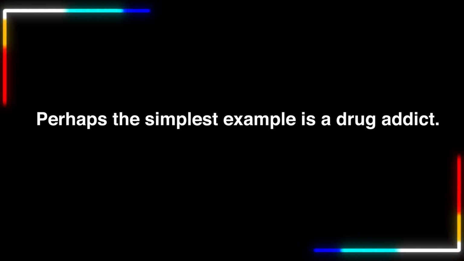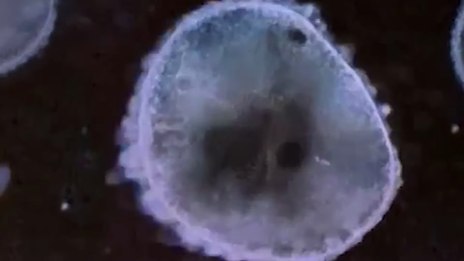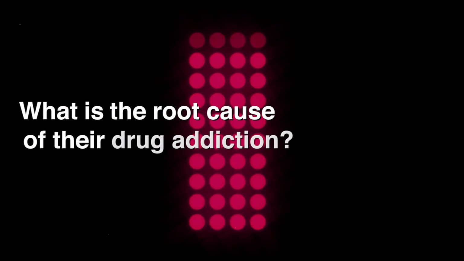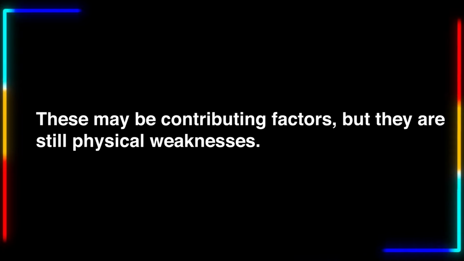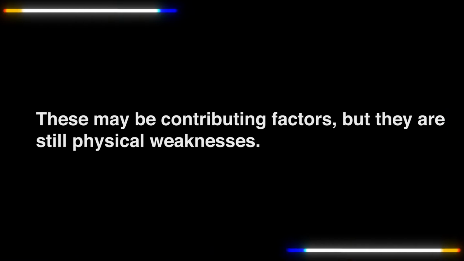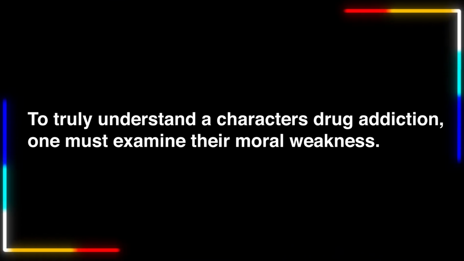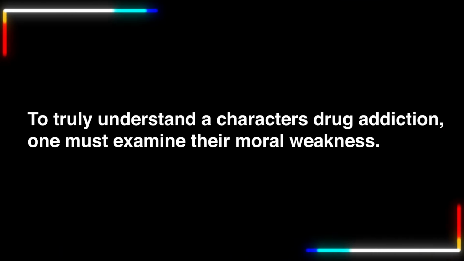Perhaps the simplest example is a drug addict. A drug addict's physical weakness is their addiction to a drug, and that, of course, hurts them in many ways, from health issues to screwing over loved ones just to get their fix. But what is the root cause of their drug addiction? Is it depression, anxiety, or boredom? These may be contributing factors, but they are still physical weaknesses. To truly understand the character's drug addiction, one must also examine their moral weakness.